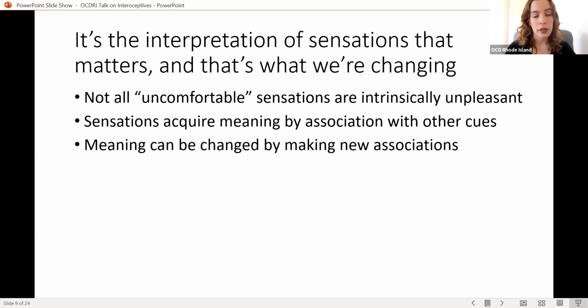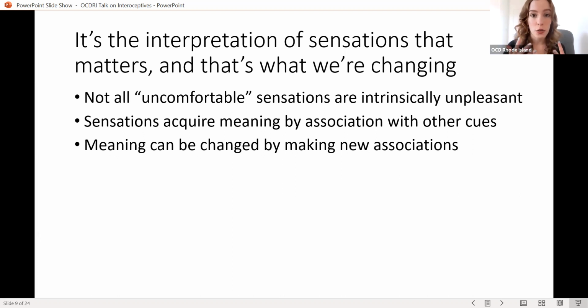When you're on a roller coaster and feel your heart racing, what that means is, I'm thrill seeking, I'm having fun. But when you're on a plane or standing in line at the grocery store and your heart's racing, maybe that means I'm about to have a panic attack, says your brain. Or maybe that means I'm about to have a heart attack. Now, the good news is you can change these associations.